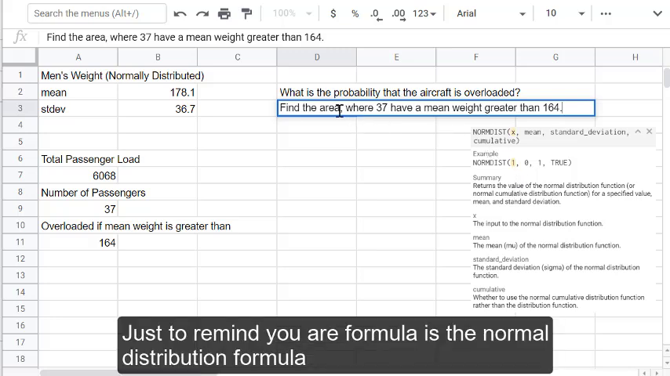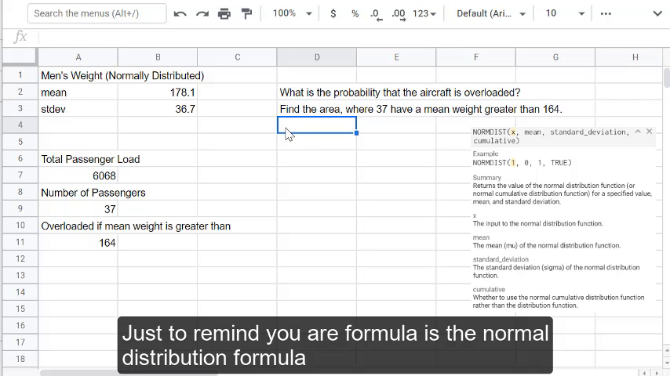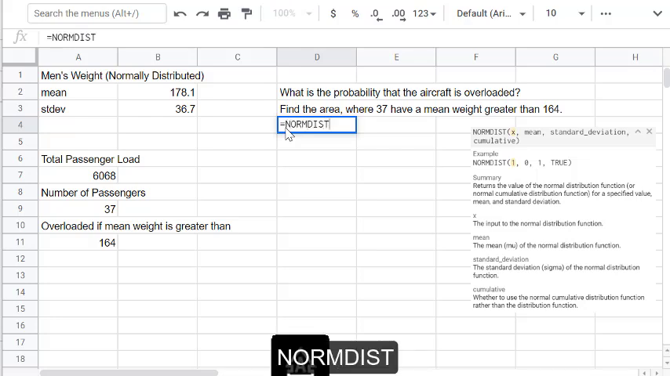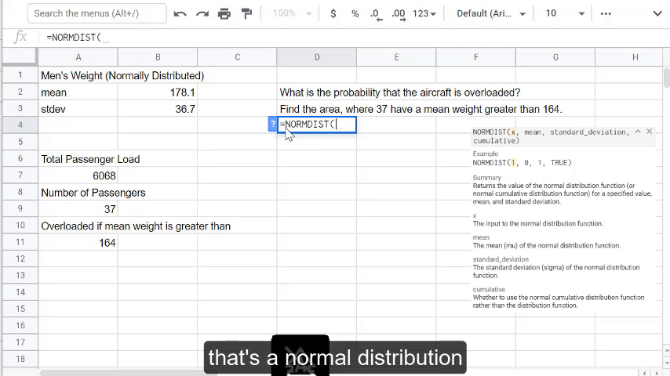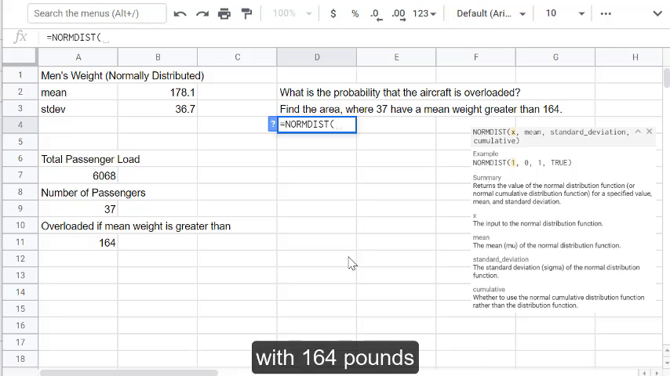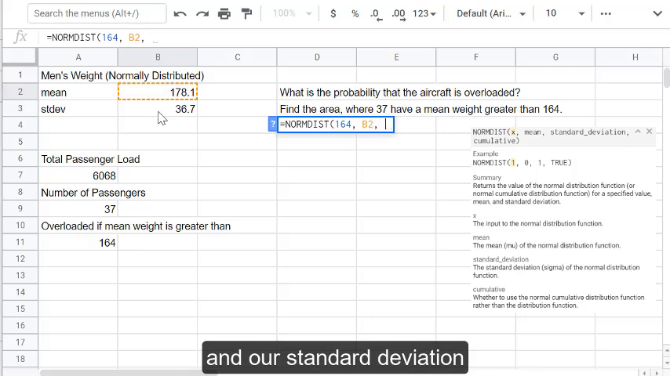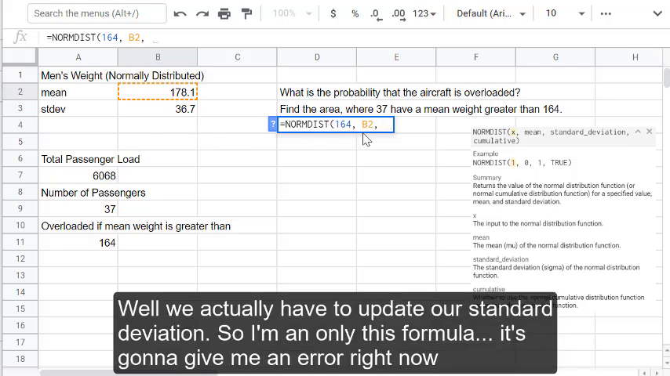Just to remind you, our formula is the normal distribution formula. So we will type equals NORMDIST. That's a normal distribution. We want to check our weight with 164 pounds, and our mean is given by 178.1. Now our standard deviation, we actually have to update our standard deviation, so I'm going to leave this formula. It's going to give me an error right now.